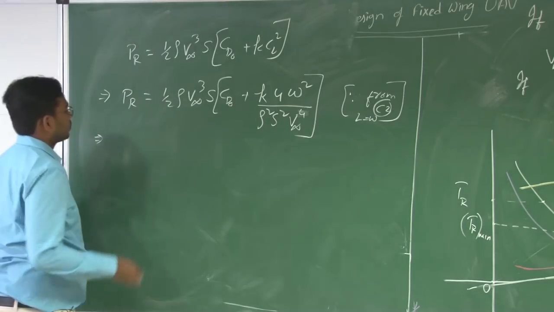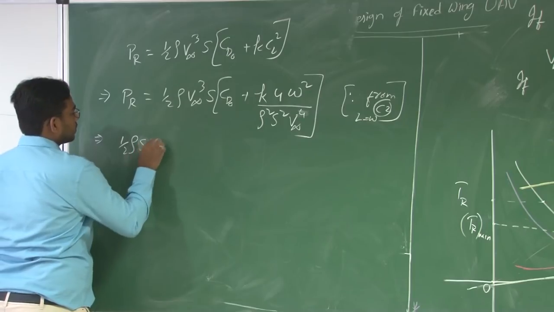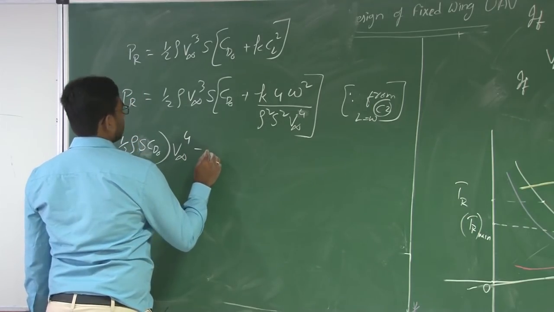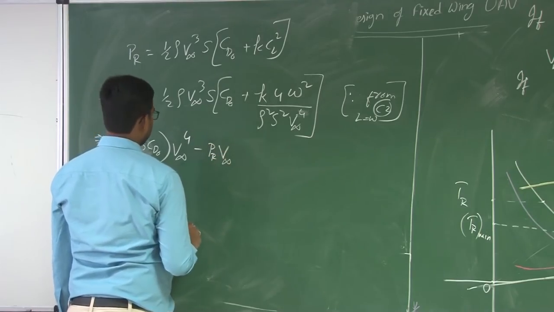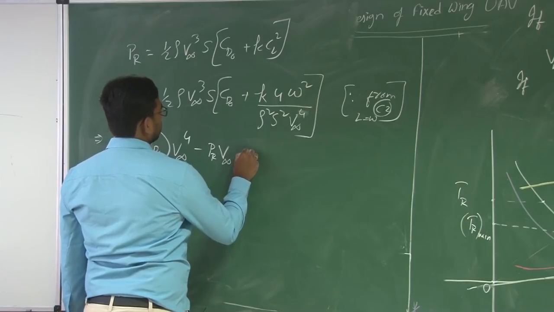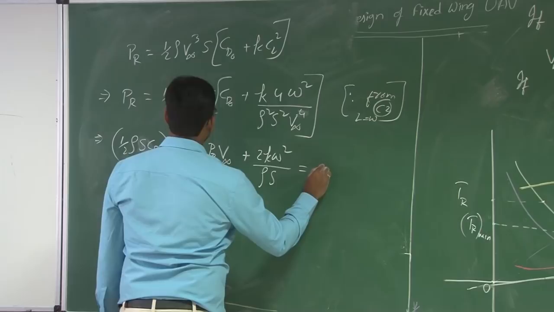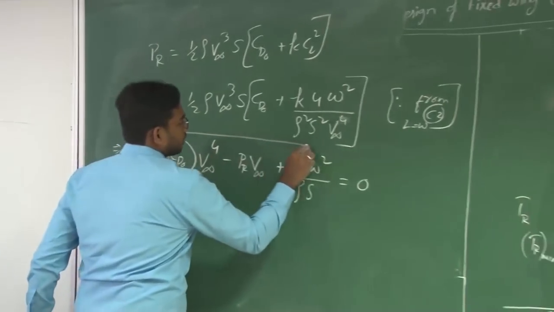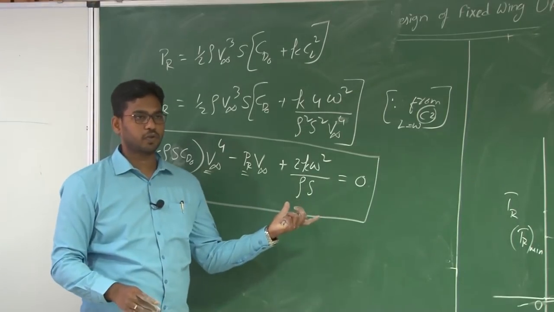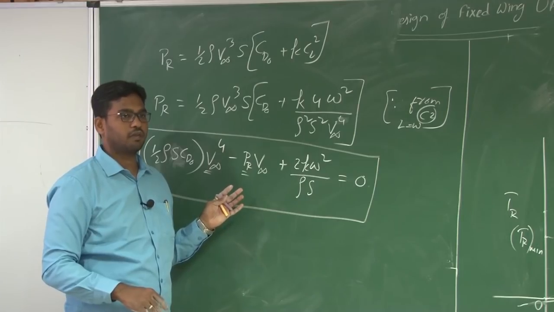This implies half rho S CD naught into V infinity raised to the power of 4 minus PR into V infinity, right? PR into V infinity plus 2kW square by rho S is equal to 0. This equation represents the relationship between velocity of flight and the corresponding power requirement. So this doesn't have a closed form solution. So you can't obtain the solution analytically. So the general procedure that is adopted is by using a graphical approach.